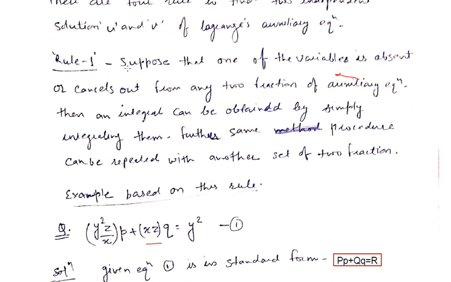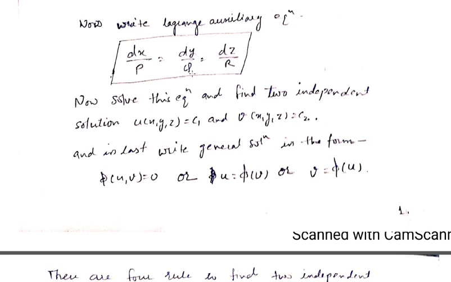The first says, suppose that one of the variables is absent or cancels out from any two fractions of the auxiliary equation, then an integral can be obtained by simply integrating them. That means, very first we have to choose any two fractions. It might be the first and second, the first and third, or the second and third. We choose fractions in such a way that they are functions of two variables only, or if they are functions of the third variable, the third variable can be cancelled out.